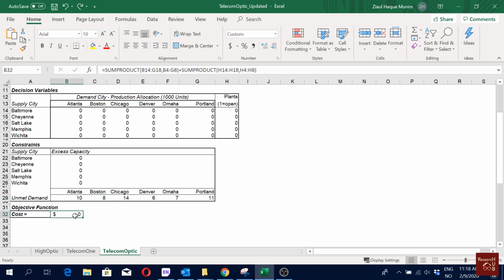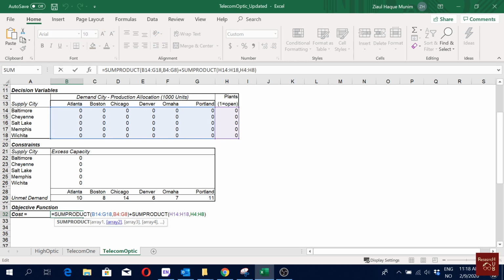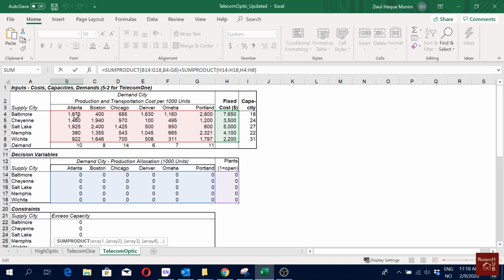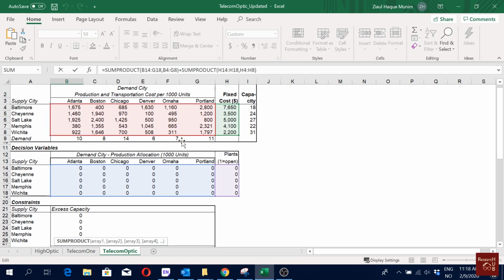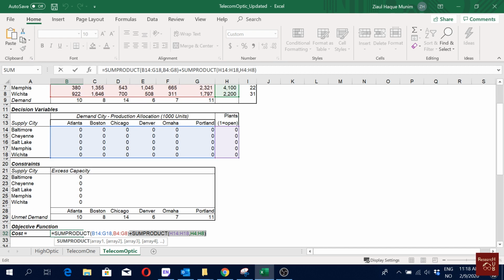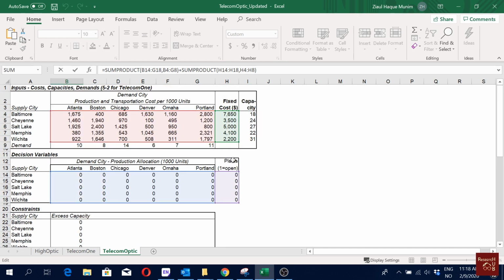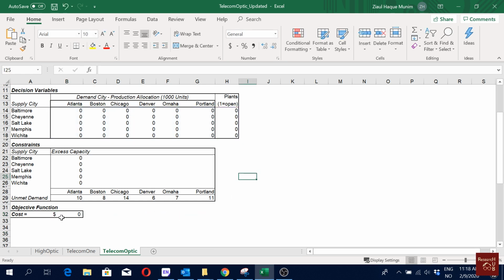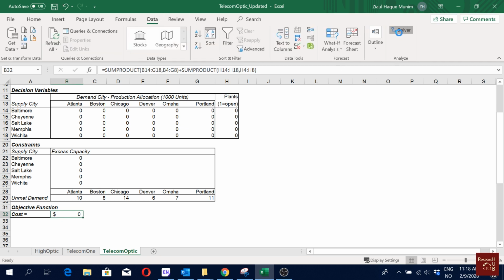And for the cost objective function, you will see that we multiply. So we take the sum product of all the demand served from all the supply locations, multiply with their unit cost, and we sum them up. And also the second part for the fixed cost, you see that if the plants are open, their fixed costs are also multiplied and then summed. Okay, so that's how it is. And now let's go to solver and we will just see how our solution looks like.